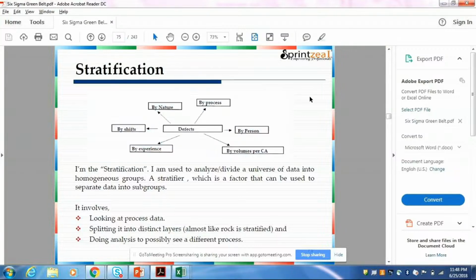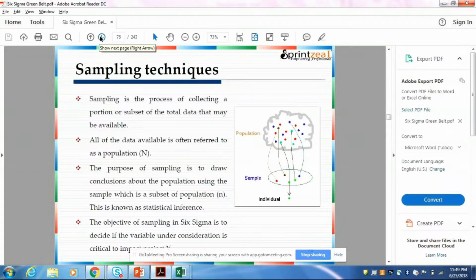When you're doing data analysis, you should not look at data as a whole. You should try to segregate, segmentize, and stratify the data, and then try to draw a meaningful inference out of it. And then a very important thing, which is sampling techniques. A sample is that limited amount of data which is representative of the population. In statistics, population is often denoted by capital N, whereas sample is denoted by small n.